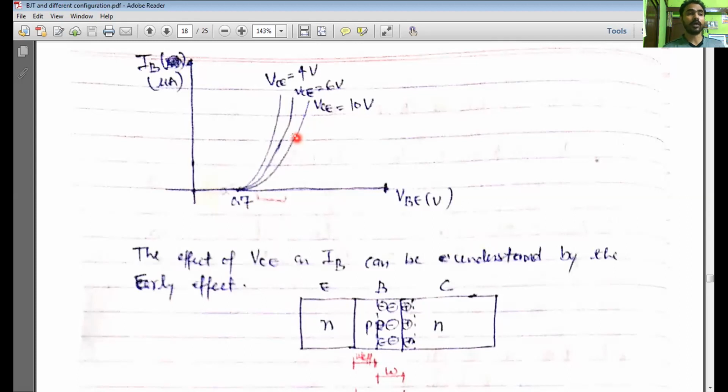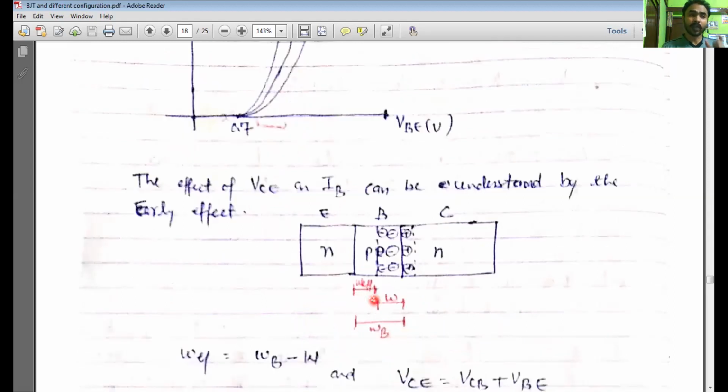So when you increase the reverse bias voltage, the width of the depletion layer increases, and it penetrates more in the base region, because base is lightly doped. So penetration is more in the base region, then the effective width of the base where the recombination can happen is going to be reduced. As you are increasing the VCE, your penetration in the base region is increasing, and hence effective base width is decreasing, and hence the recombination is decreasing, and hence your base current is decreasing.